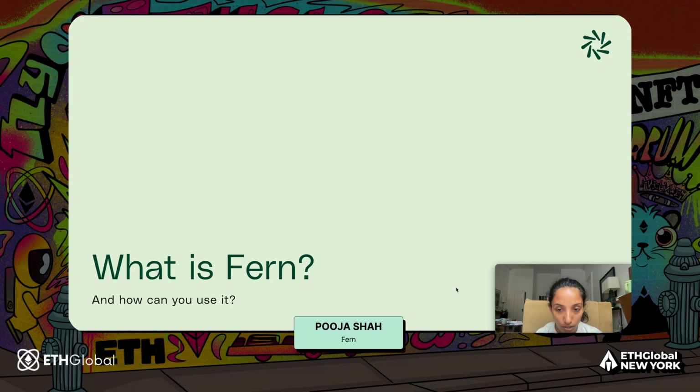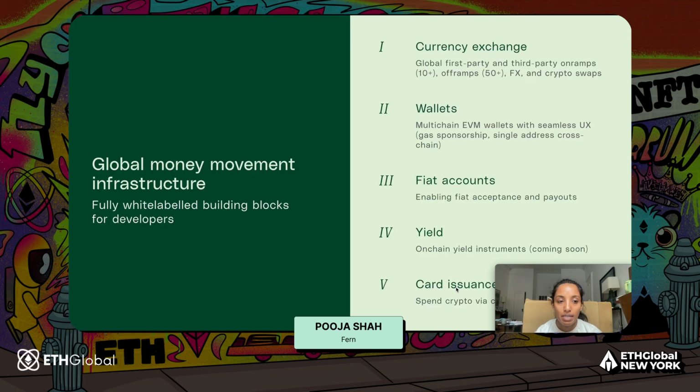So first, what is Fern? Fern is global money movement infrastructure. We built Fern so that builders like you could have access to all of the building blocks you need in order to assemble a fully complete and feature-rich crypto application. Some of the building blocks that are included as part of the Fern API include currency exchange. This includes first-party and third-party on-ramps, off-ramps, foreign exchange, and crypto swaps. And these currency exchanges work globally. We support more than 10 fiat currencies for pay-ins, and more than 50 currencies for payouts.